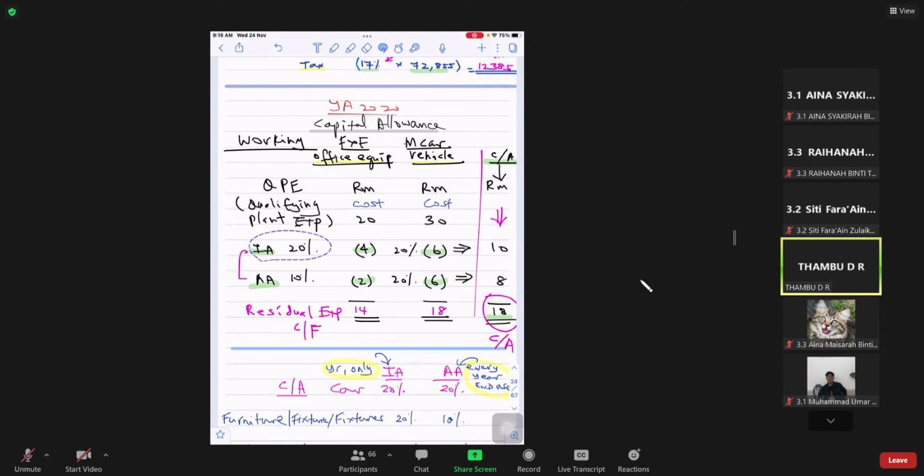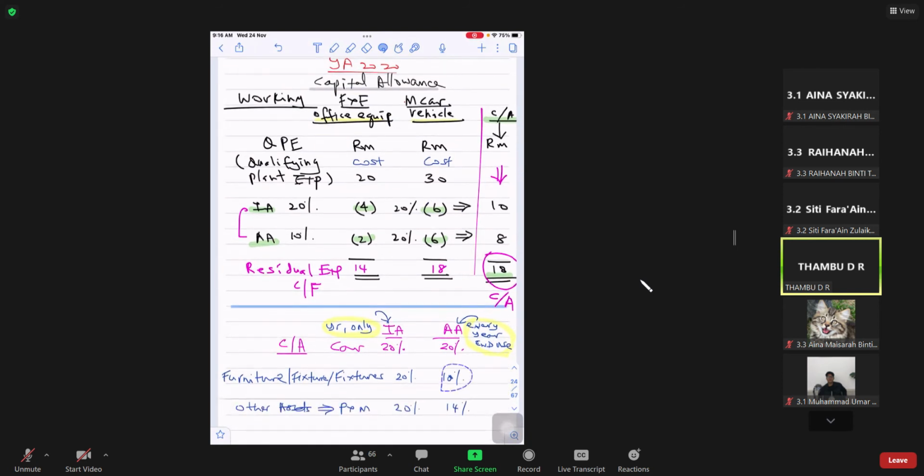So as I told you, IA is 20% for everything. Motor vehicle, IA 20%. Office fixture, AA 10%. IA for everything is the same. AA for car is 20. AA for furniture, fixture, fitting, office equipment: we call it office equipment, including photostat machine. Office equipment, how much? 10%.